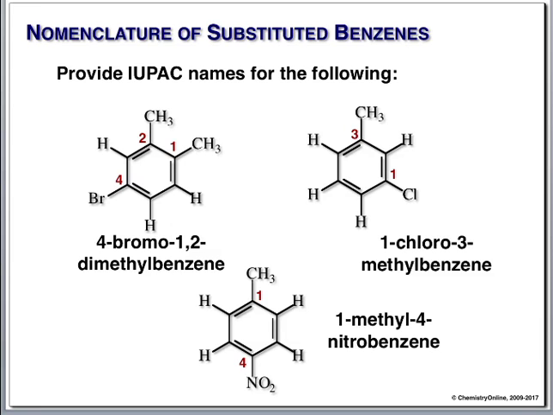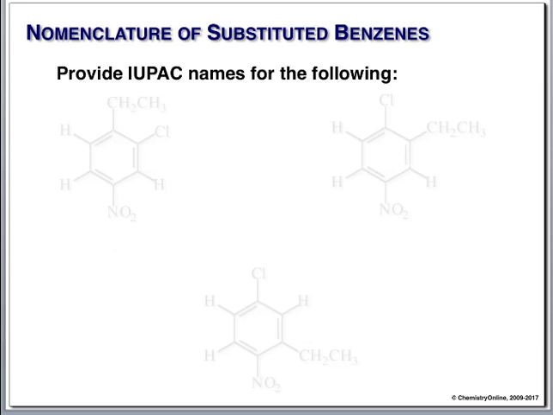Any questions? Remember, we're in fast gear now. Yeah, we have questions. Well, because if bromine was 1, our order would be 1-3-4. 1-3-4 loses to 1-2-4. Go for the lowest sequence at the first point of difference.